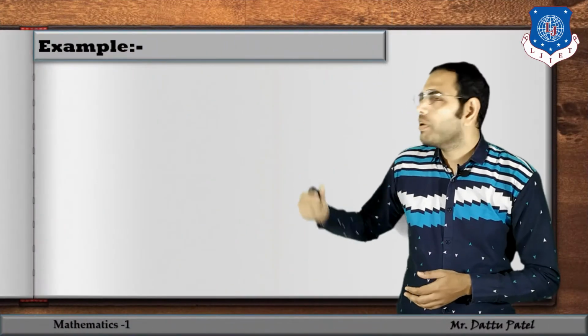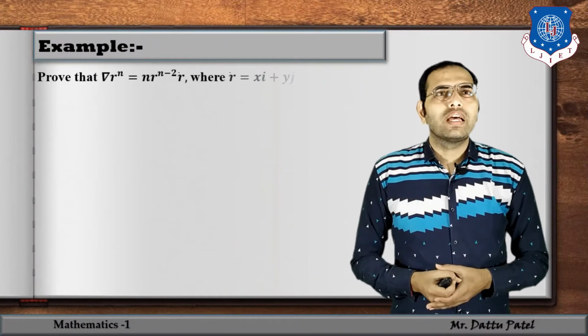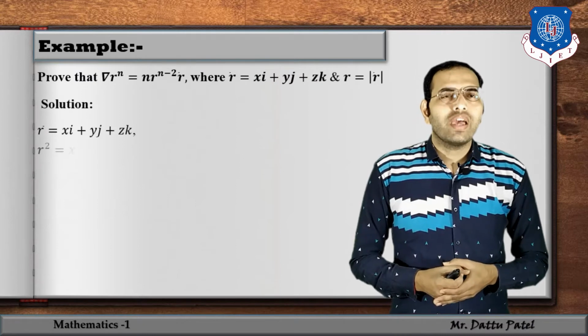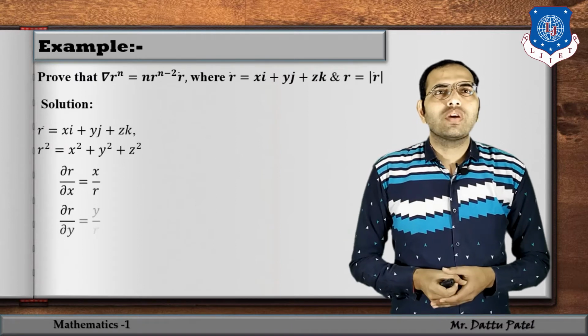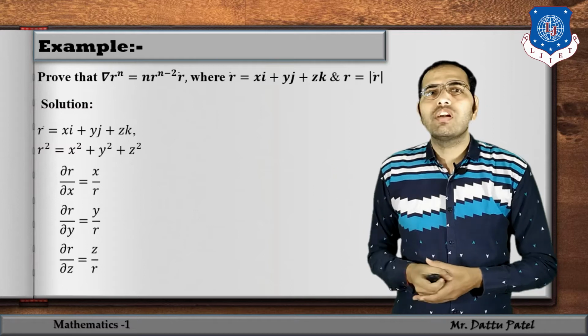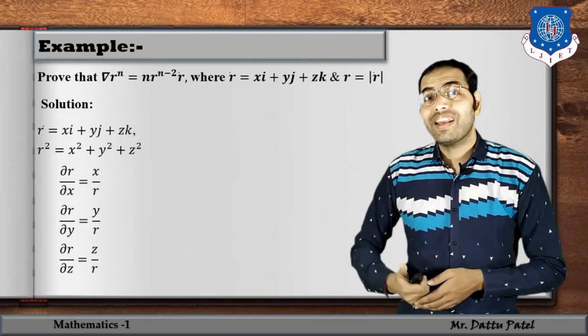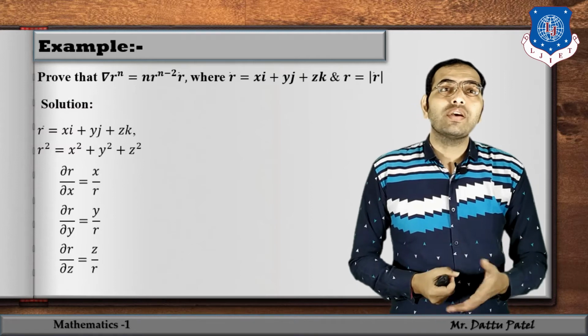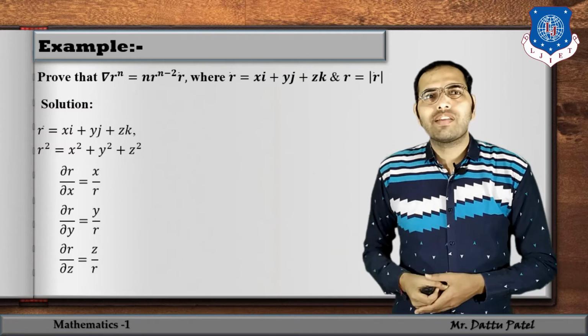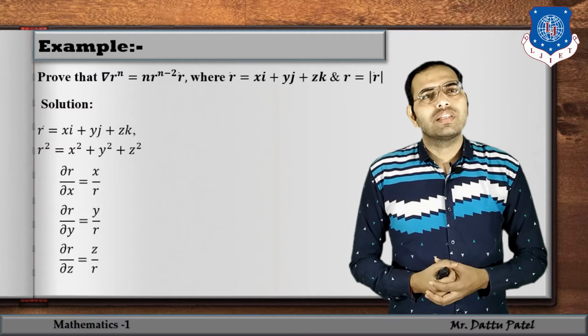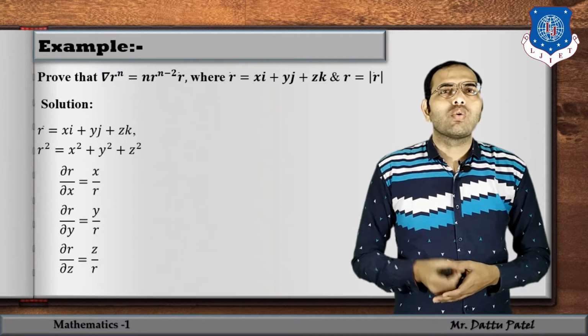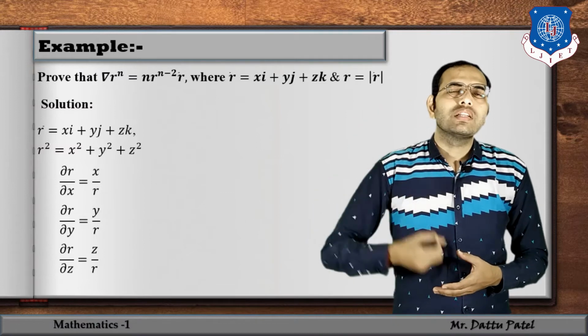Let's see one more example. Prove that nabla r raised to n equals n into r raised to n minus 1 into r bar, where r bar equals xi plus yj plus zk. Here r is indicated by the standard position vector, that is r bar equals xi plus yj plus zk. Then r square equals x square plus y square plus z square.